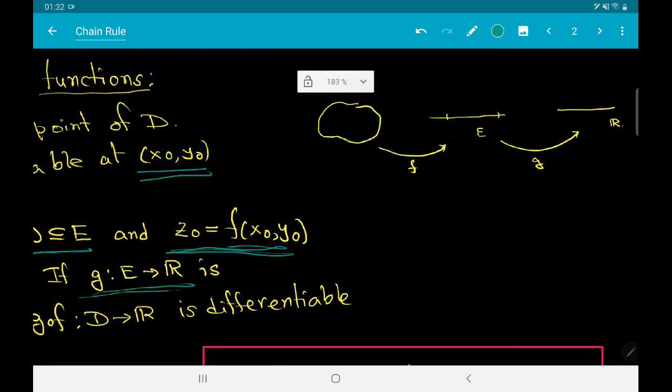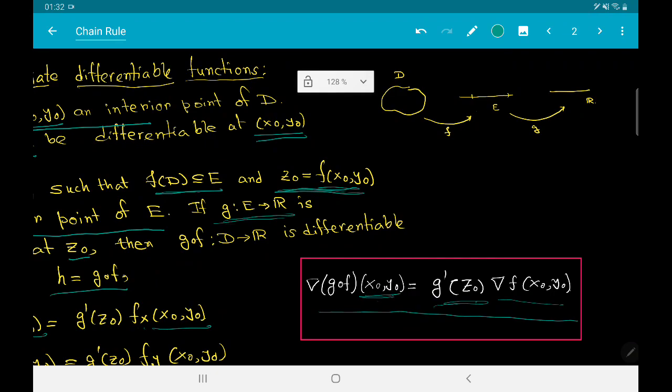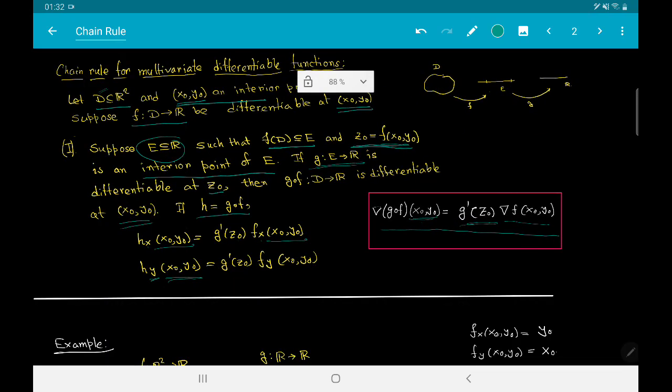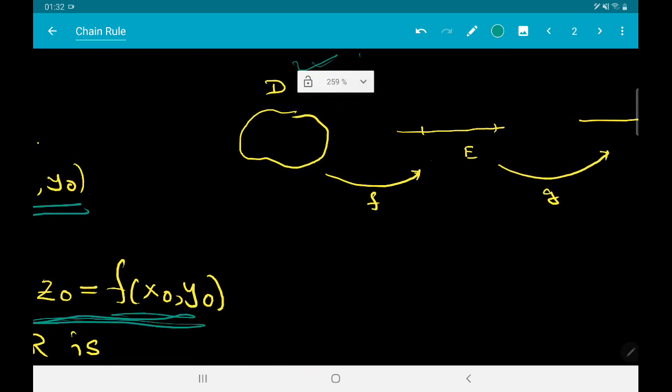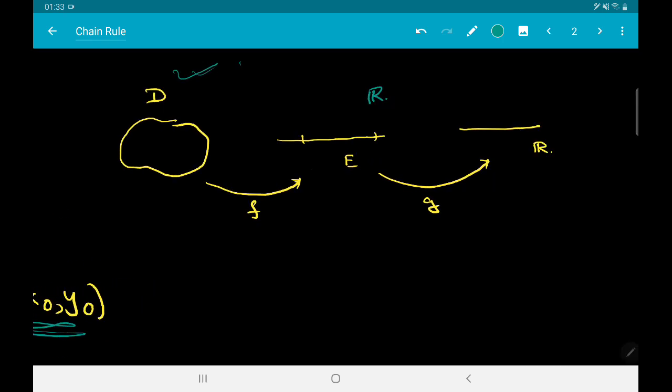So let us now look pictorially at what is going on. D is a subset of R2, and I have a map small f from D to R. This is our real line, and suppose that E is a subset of R, given by this region. Pictures are mostly misleading. You might get an idea that E is an interval, but it is not necessarily so. All we have is that E is a subset of R, and then we have a function g whose codomain is R.